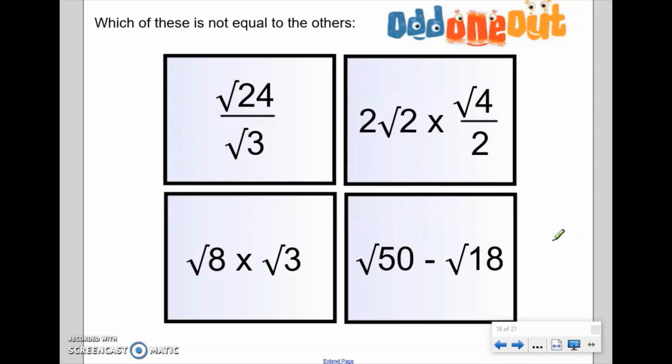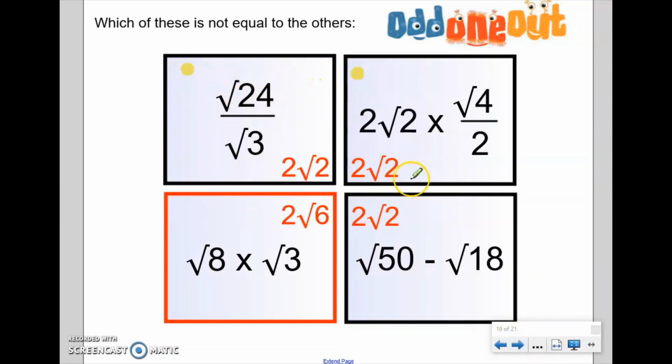Okay, welcome back. If you paused the video, my solution to this task looks like that. The first, second, and fourth box all simplify down to 2 root 2's using various processes we've looked at in this video. If there's anything there confusing you, rewind the video, go have a look through my examples, go have a look through the previous questions until you have a good grasp of simplifying surds. This box here is the odd one out because it leaves you with an answer of 2 root 6.